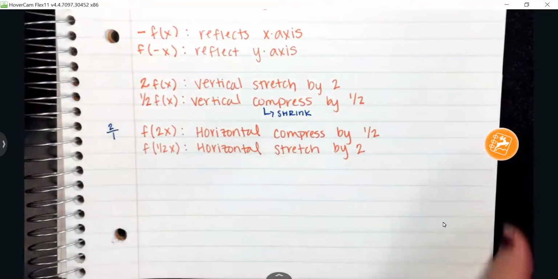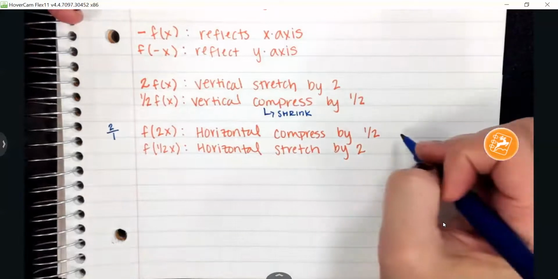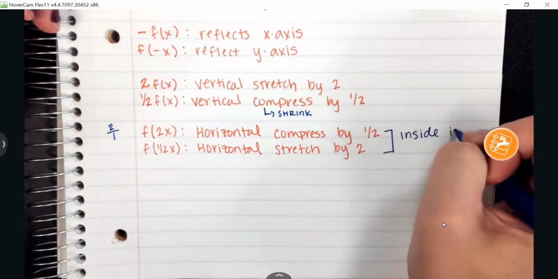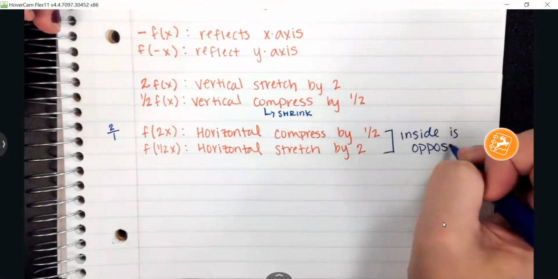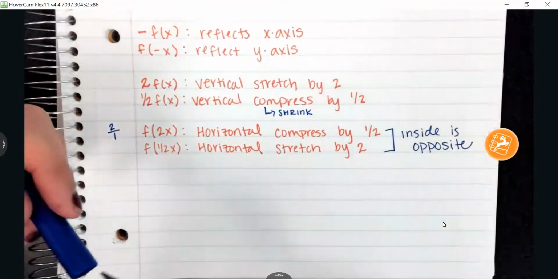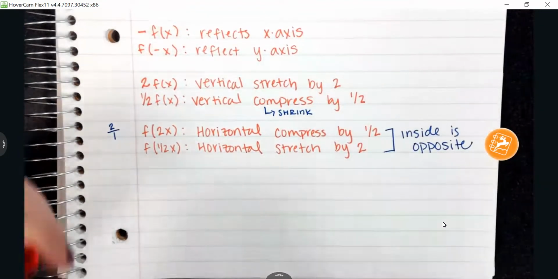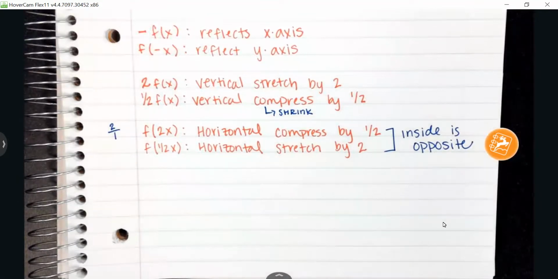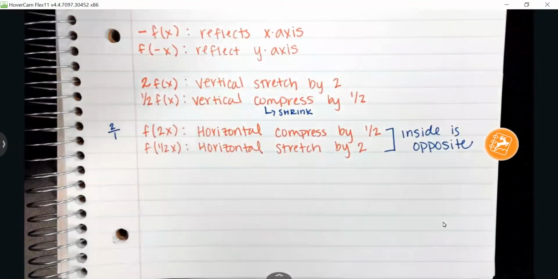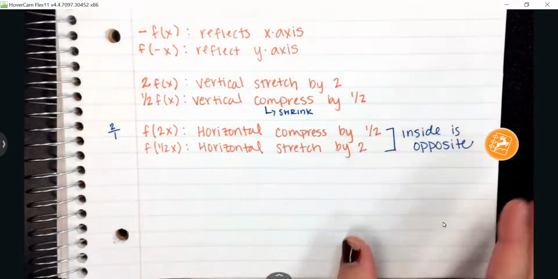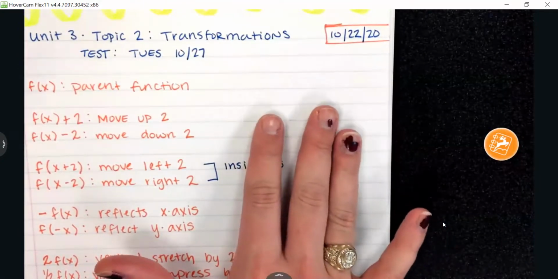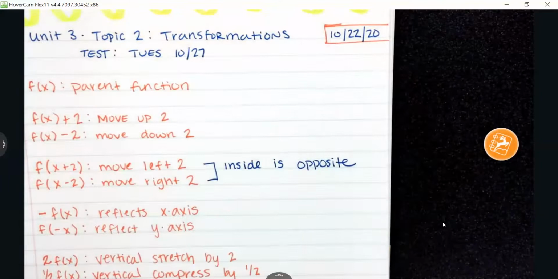Okay. Now, once again, those 3 important words go right here. Inside is opposite. So I'm going to show you what all this means. Like, how could I tell what words go with where the location of that 2 is? So if you took notes like me, you should have space right up here at the very top. If you didn't, that's okay. Just find a little area to put it.